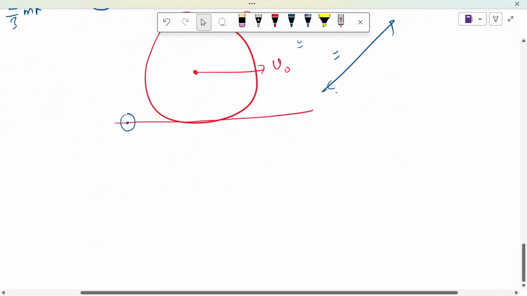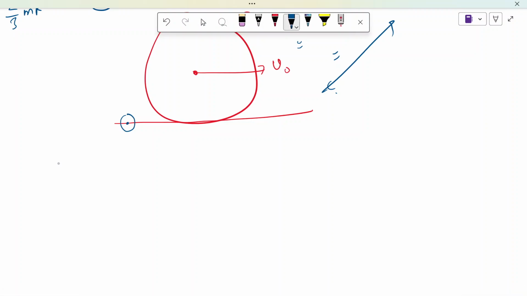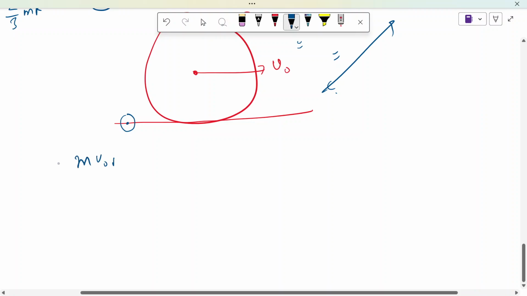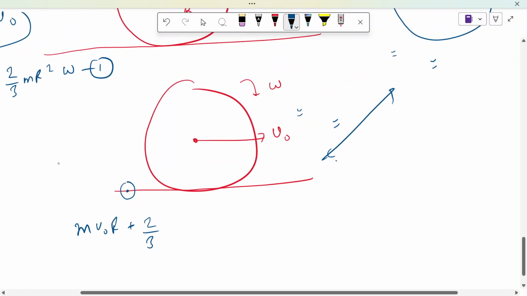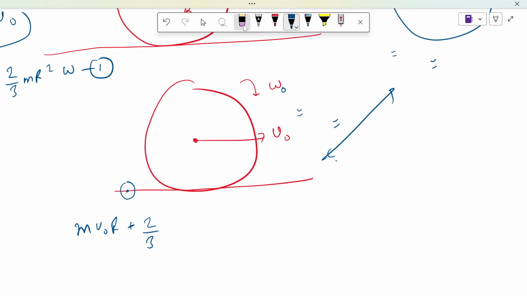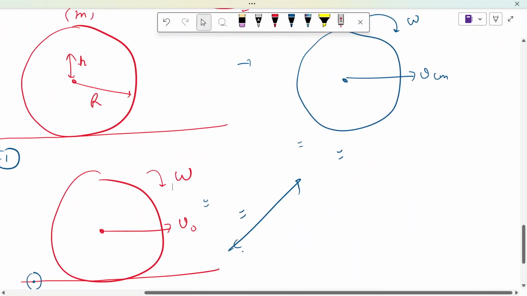Okay, so now writing the equations, what we can write is m v naught into r plus 2 by 3, let's call it omega naught, sorry, let's call it omega, and let's call this one omega naught, and because of this omega naught we know that omega naught equals vcm by r because of pure rolling. It is mentioned in the question itself.